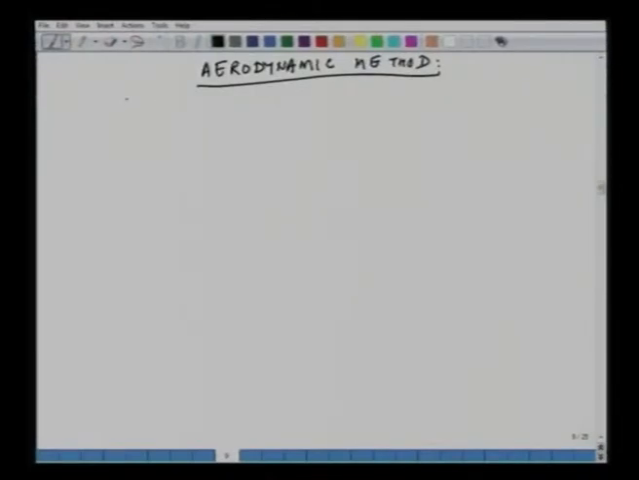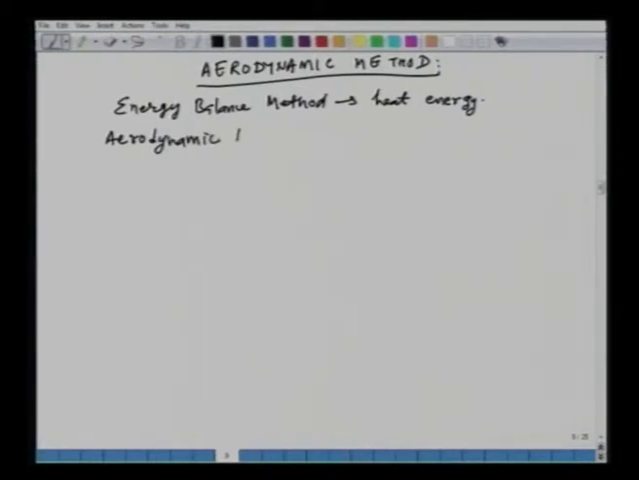Let me first say that the energy balance method uses the heat energy, and the aerodynamic method, which we will see today, is based on two factors. One of them is the humidity gradient. What is humidity gradient?